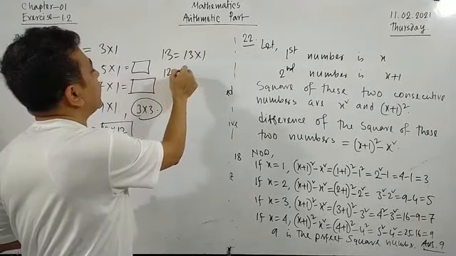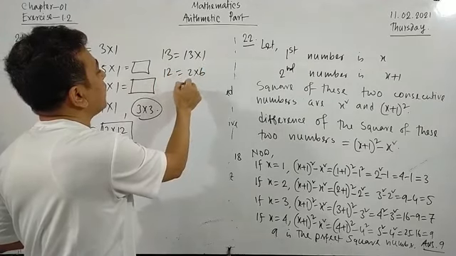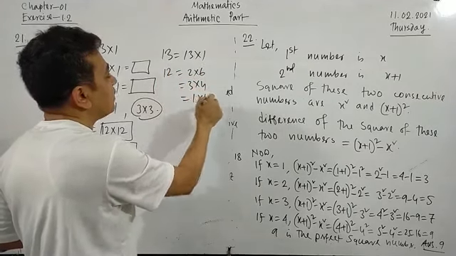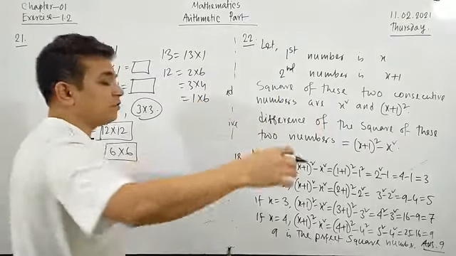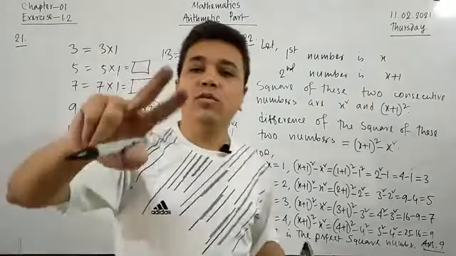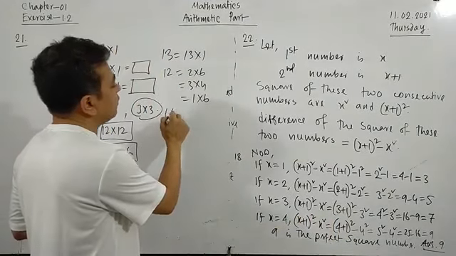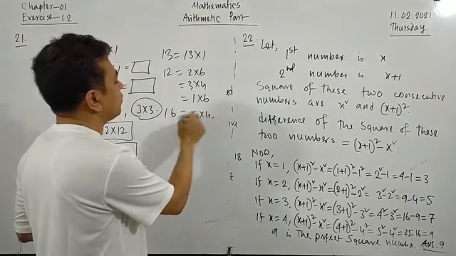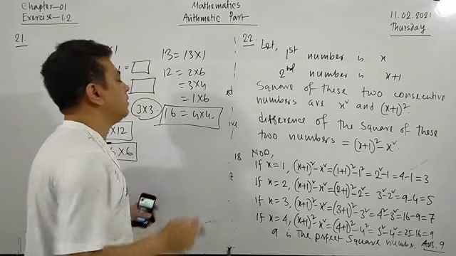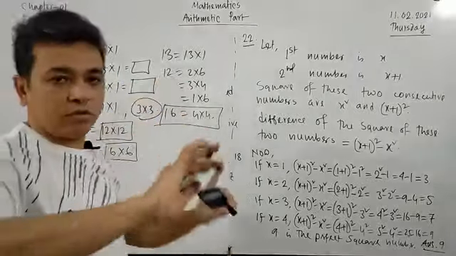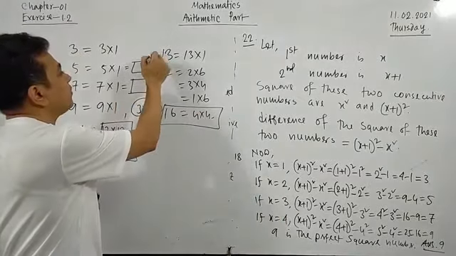12 you can write as 2 into 6, or 3 into 4, or 1 into 12. There are different ways, but it's not possible to write it as two same numbers. So 12 is not possible. But 16 you can write as 4 into 4. So that is why 16 is a perfect square number. But these two numbers are not perfect squares.